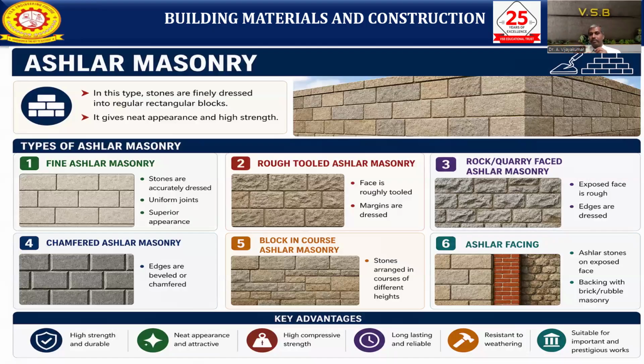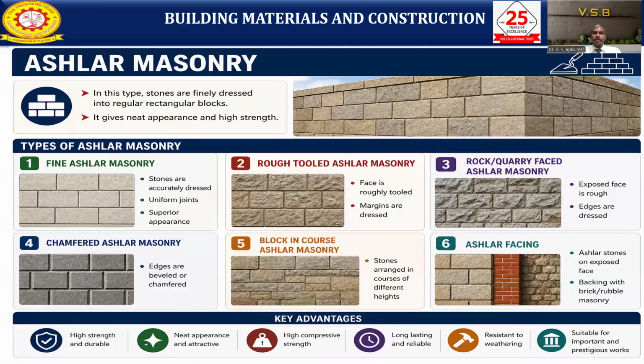Then blocking course ashlar masonry, where the stones are arranged in courses of different heights. That also gives a good appearance and clarity. The first course will be a length, the second will be a height, and so on with different heights. We can make it based on our convenience and innovation, as blocking course masonry. As well as facing, the ashlar stones are exposed on the surface, and backing of brick or rubble masonry can be provided. That is also ashlar masonry.